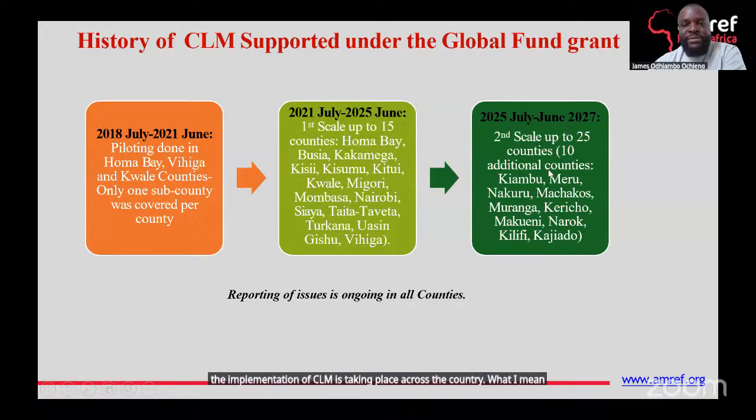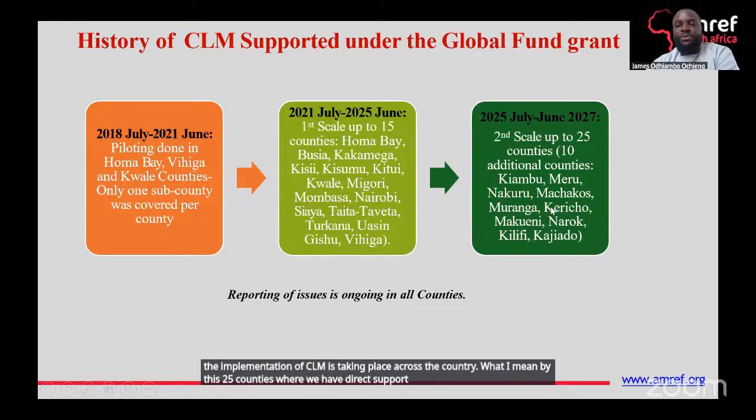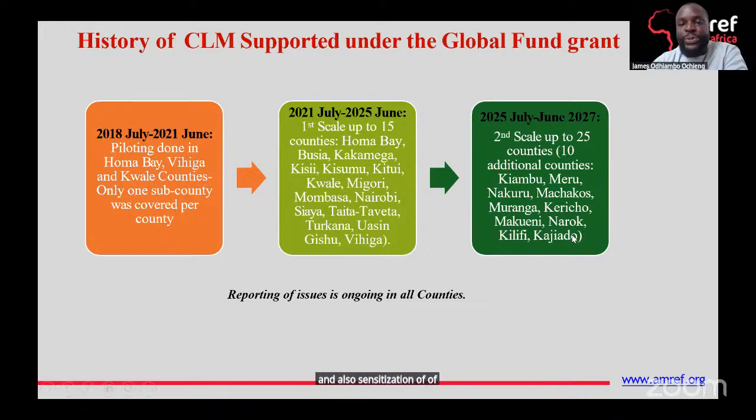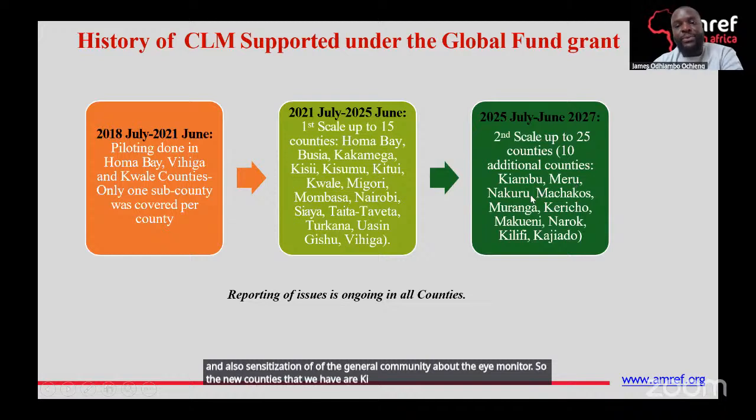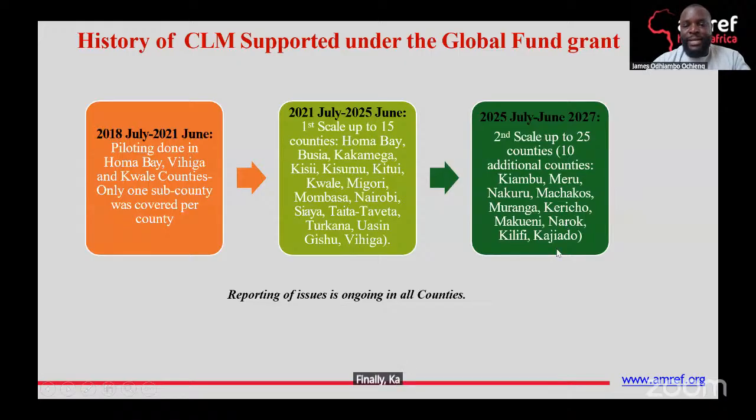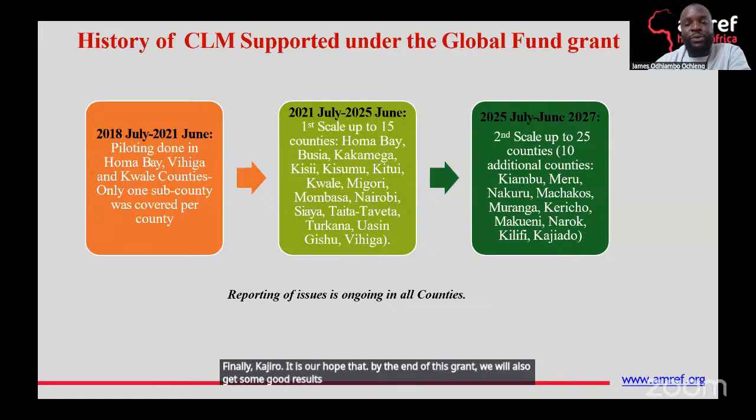What I mean by these 25 counties is where we have direct support in terms of those who are supporting us in creating demand, those are the peer monitors, and also sensitization of the general community about the iMonitor. So the new counties that we have are Kiambu, Meru, Nakuru, Machakos, Murang'a, Kericho, Makueni, Narok, Kilifi, and finally Kajiado. It is our hope that by the end of this grant, we will also get some good results that, if possible, then in the coming cycle of the grant, that's GC8, we may be able to scale, if possible, to all the 47 counties.